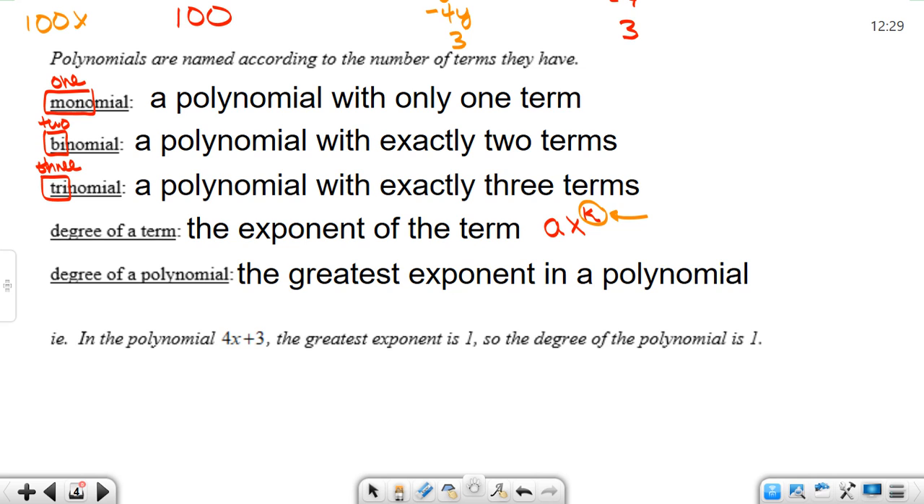We'll take a look at this in a second when we look at some examples. So they do provide an example for us right here. They're giving us the polynomial 4x plus 3, which we've seen this year. You might recognize that as a linear expression. The greatest exponent in 4x plus 3 is that exponent of 1 on the x. So we say that the degree of the polynomial 4x plus 3 is 1. You've heard me talk about that earlier this year, how linear equations have a highest power of 1. Same thing here, except we don't have an equation. We simply have an expression, which is a polynomial.